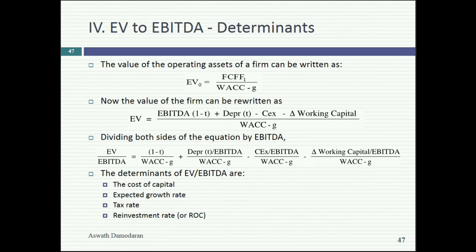So we subtract out cash because the interest income, which is what you get from cash, is not part of EBITDA in EV to EBITDA multiples. Right?